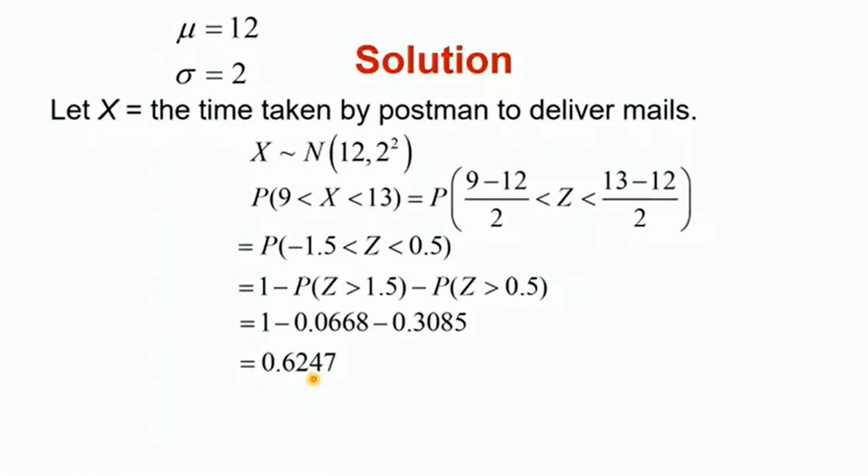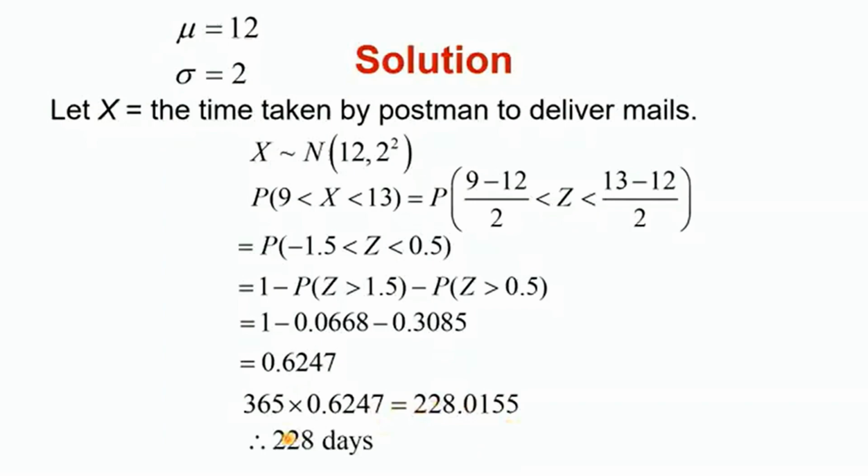But during a year we have 365 days. If you multiply this by 0.6247, this is the number of days the delivery time will be between 9 and 13 minutes. So you can consider approximately 228 days.